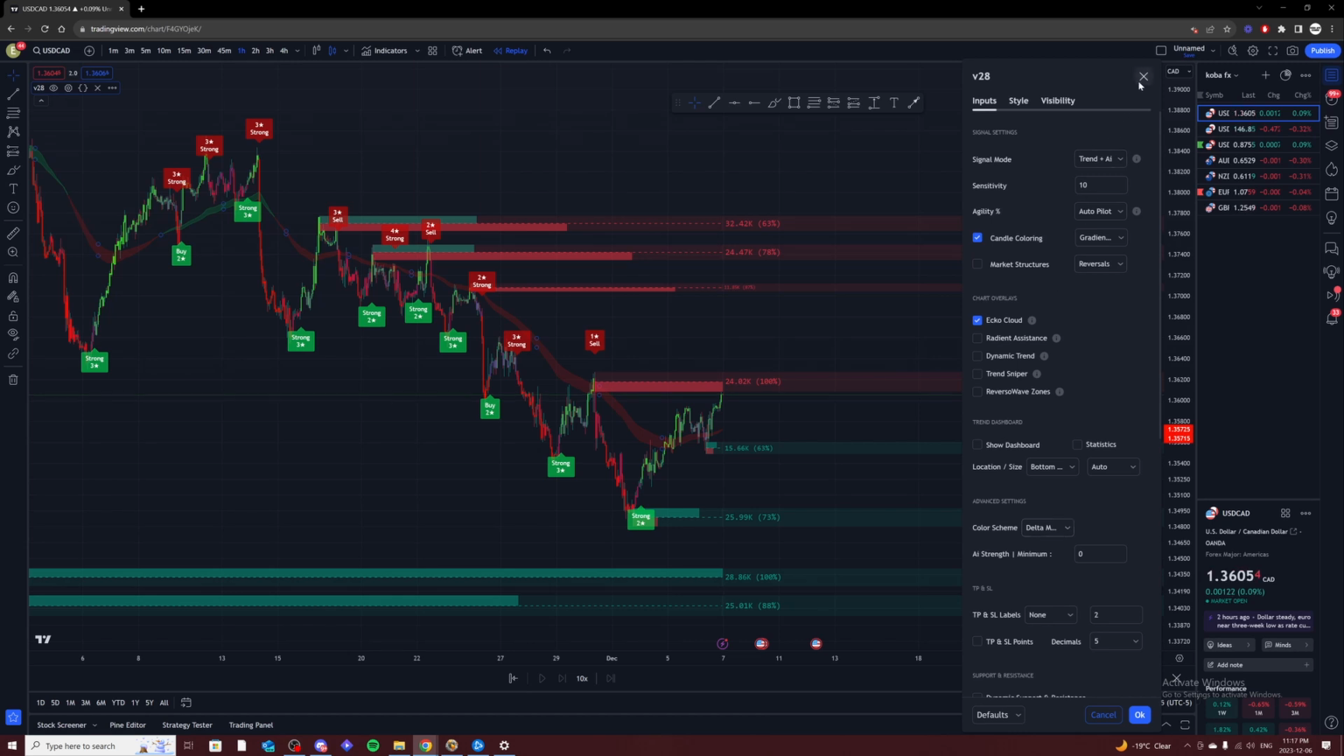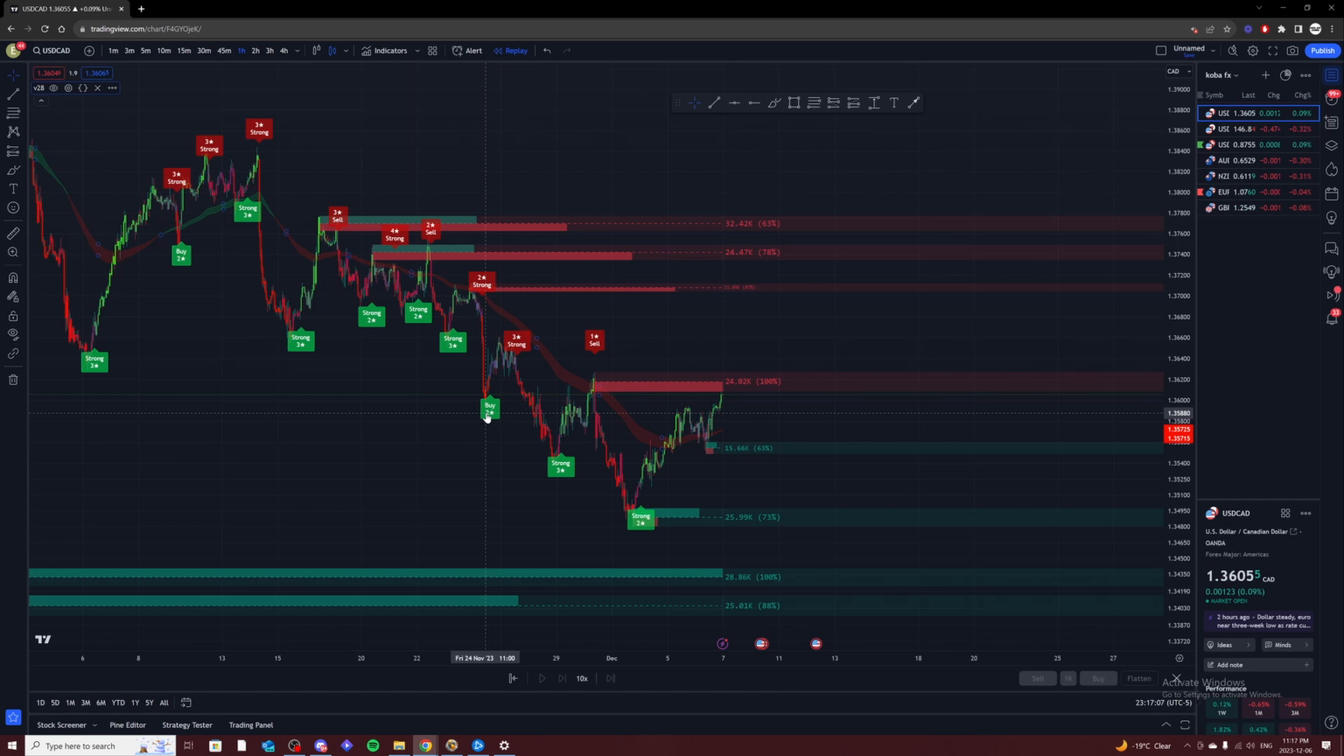Okay, so let's get into the strategy. The strategy is very simple. We want to wait until the price creates an order block and then goes back to retest the order block, and then take the next signal that's given. Let me show you guys an example.